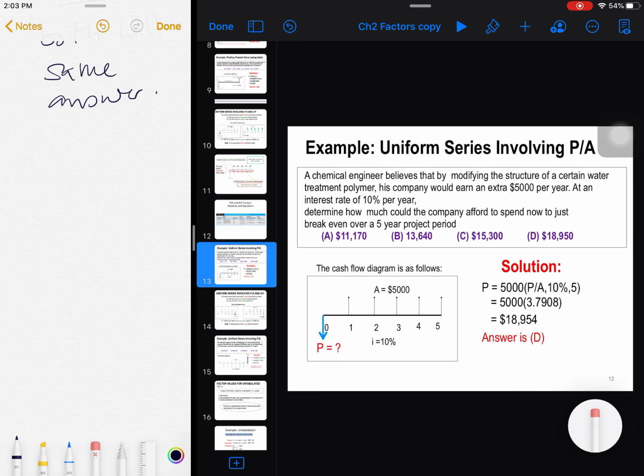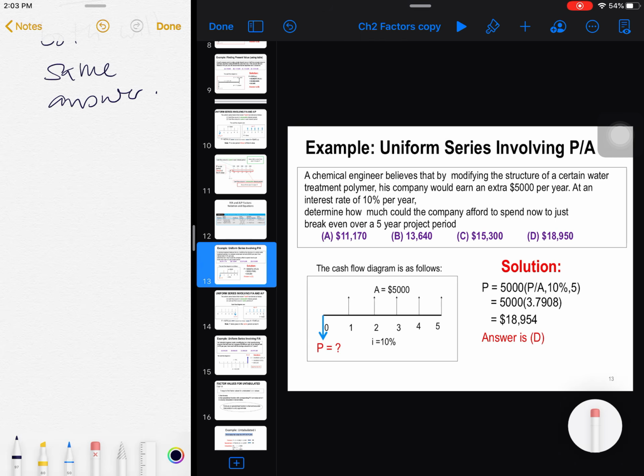Given to you later on. Okay, example of uniform series involving P over A. We have a chemical engineer who believes that by modifying the structure of a certain water treatment polymer, this company would earn an extra $5,000 per year at an interest rate of 10% per year. Determine how much the company could afford to spend now to just break even over a 5-year project period.